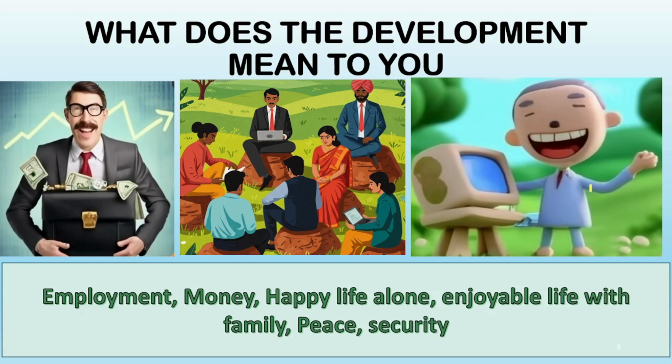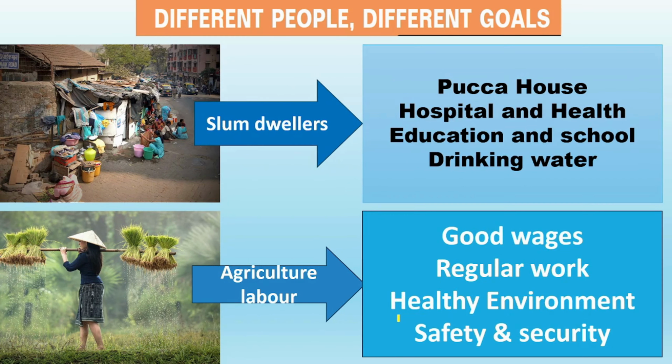Then coming to the third picture, the person is alone, enjoying his personal life without any family, without any money. So in his perspective, enjoying life is the developmental goal. In this manner, different sets of people have different sets of developmental goals. It can be employment, it can be money, it can be a happy life alone, it can be an enjoyable life with family, peace and security and more. So different people have different sets of developmental goals.